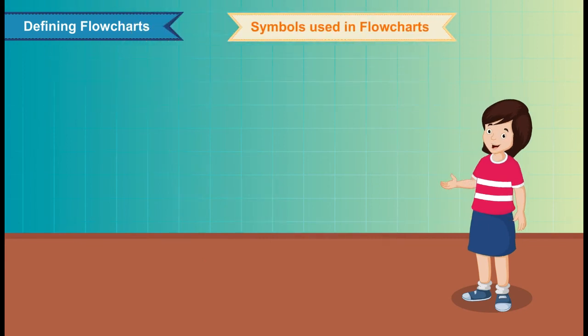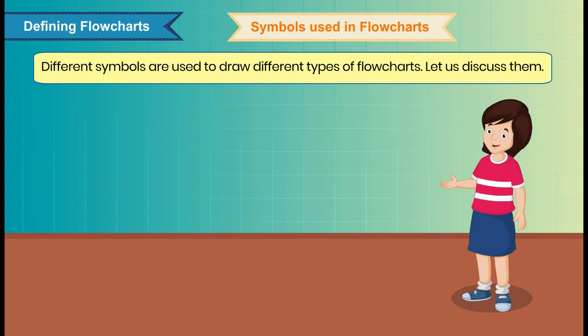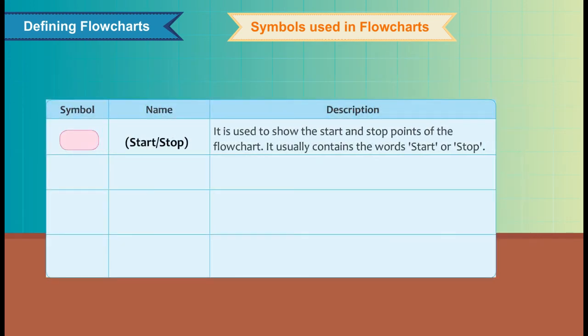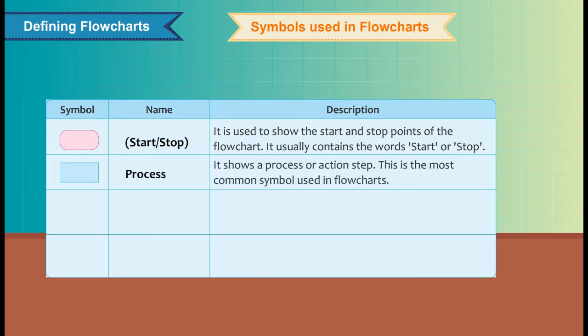Symbols used in flowcharts. Different symbols are used to draw different types of flowcharts. Let us discuss them. Start or stop: it is used to show the start and stop points of the flowchart. It usually contains the words start or stop. Process: it shows a process or action step. This is the most common symbol used in flowcharts.